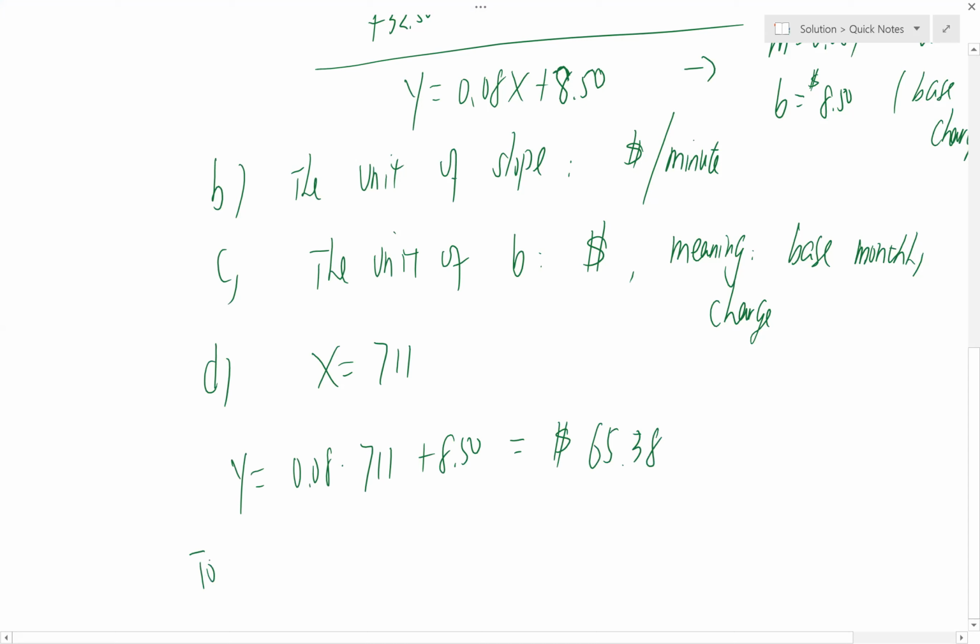So the total monthly bill for 711 minutes is $65.38.